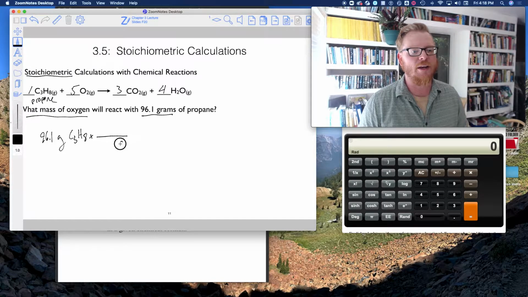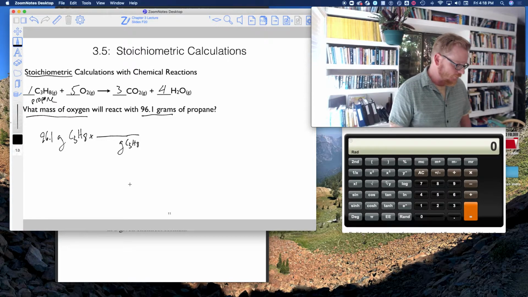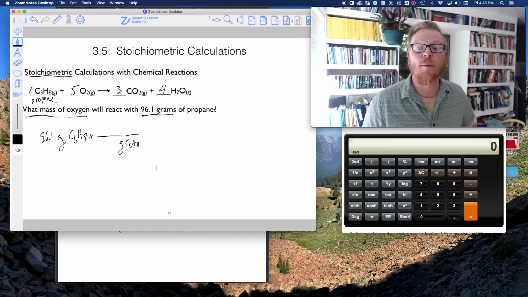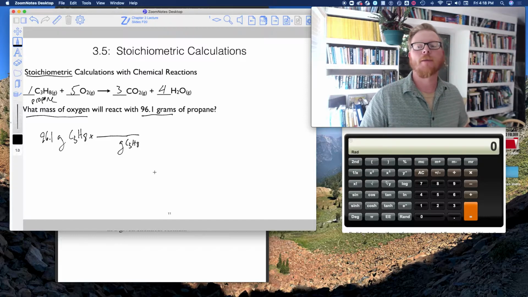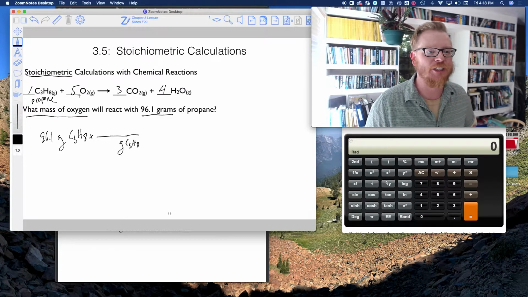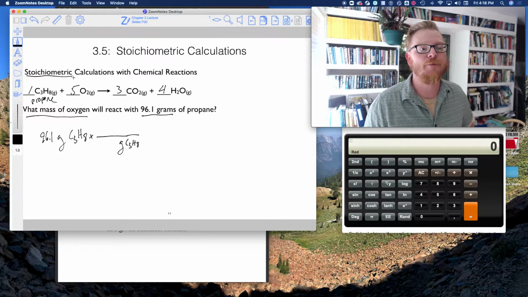So I know what I need right here is grams of propane to make these two things cancel, right? And so what am I going to replace that with? Hopefully you said the molar mass, okay? And if not, then this is why we want to use the molar mass, okay? I can see in my reaction that for every 1 mole of propane, I need 5 moles of oxygen. It's a 1 to 5 ratio to make this reaction happen, okay?